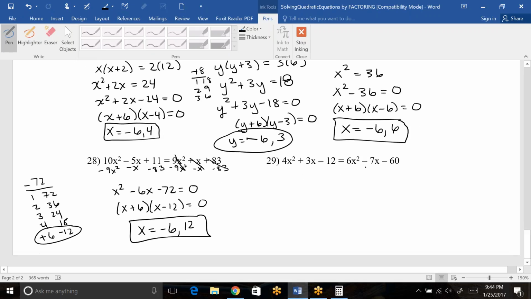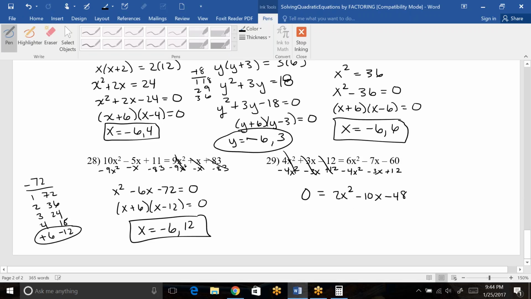Okay, so for this one, I'm actually going to move everything to the right. That's okay as well. You don't have to always go to the left. I'm just trying to keep my x squareds positive. So I'm going to move everything to this side. So this is 0 equals 2x squared minus 10x, and negative 60 plus 12 is really subtraction. That would be negative 48.